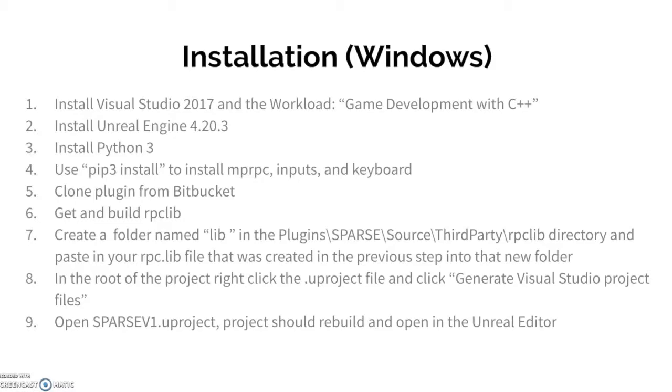So to install Sparse on Windows, first you need Visual Studio 2017, as I said before, Unreal Engine 4.20.3, and Python. Then you need these three libraries from Python, and you just use the command pip3 install, followed by npc rpc, and you do the same thing for the rest. So pip3 install inputs, and same thing, pip3 install keyboard. And then clone the code from Bitbucket, get and build the Rpc Lib file, and then you create a folder in the directory of the project and paste the Rpc Lib file in there, and then generate the Visual Studio code from the uproject file, and then you open up the project and it should build and open in Unreal.